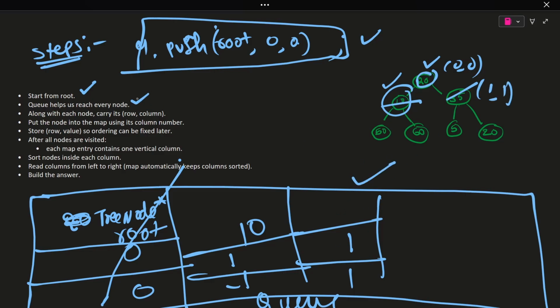That is what I have written over here: the queue helps us reach each and every node. When you pop this one, you place this and this into the queue, and you populate it with each and every node value, row and column. I hope you got this.